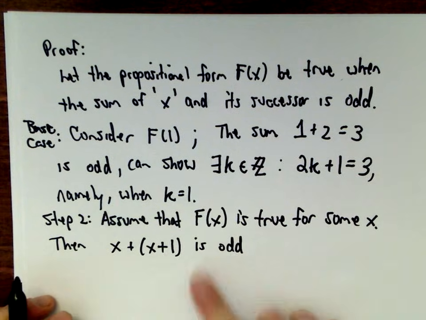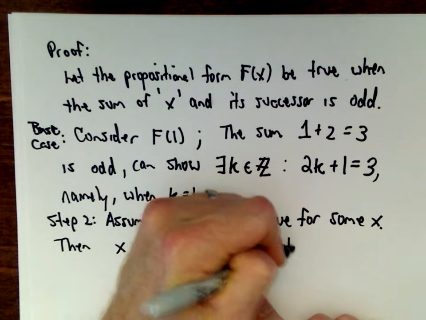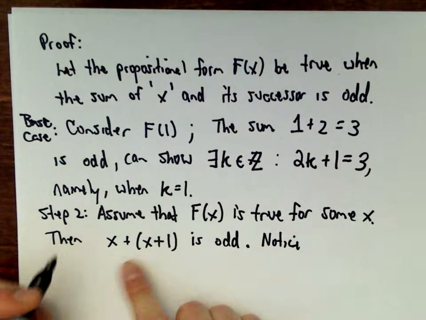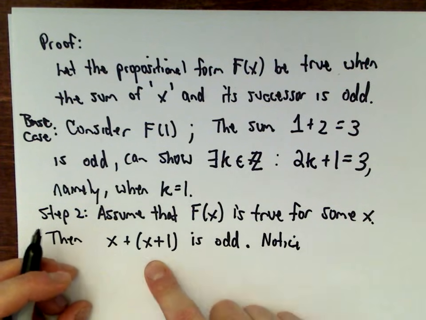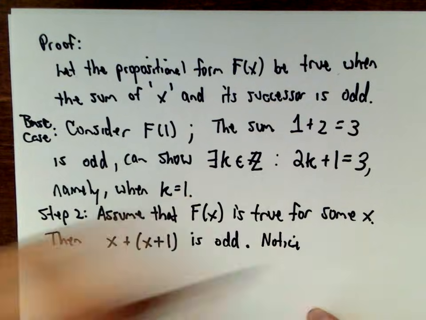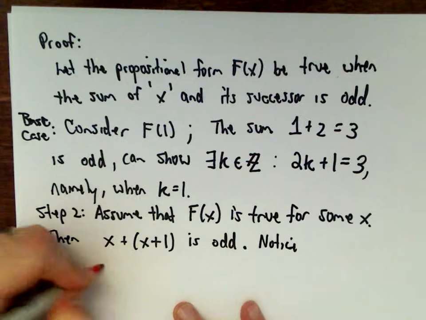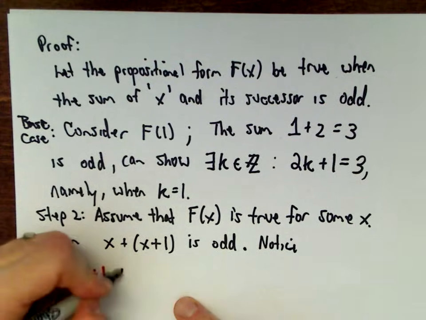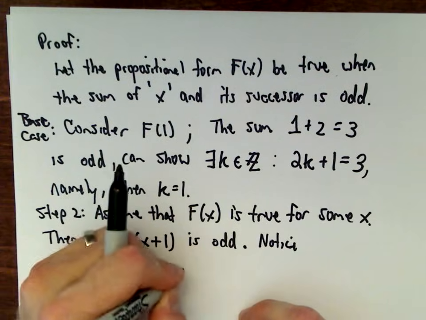Next, notice that if we add 1 to x and then also to x plus 1, I'm going to take x plus 1 plus x plus 1, and we're going to add an extra 1 in there as well.